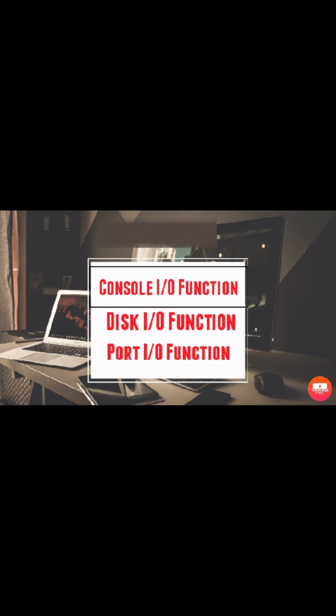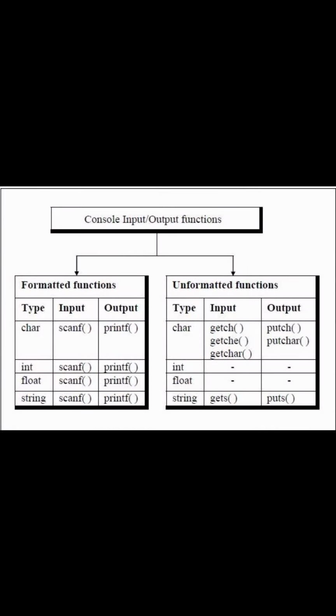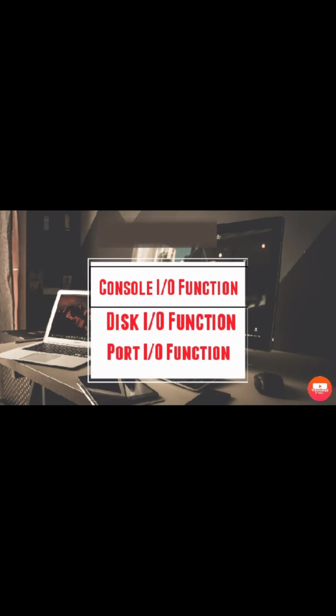Console input and output functions. These functions are used to receive input from the keyboard and write the output to the monitor, so these are called console input and output functions. Console input and output functions are of two types: unformatted functions and formatted functions.